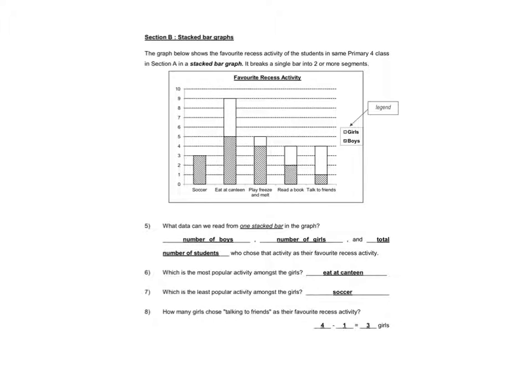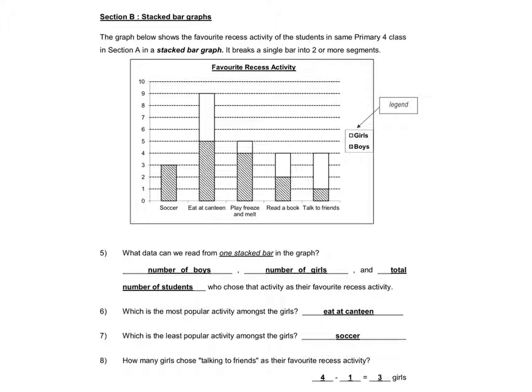Okay, so let's take a look at this stack bar graph. A stack bar graph is just stacking up the information. In this case it's actually breaking up the data. Just now we saw the total number of students, but now we break them up further, dividing not only by activity but also by how many boys and girls are in each activity. From a stack bar graph, we can get the number of boys, which is this part here, the number of girls, and the total number of students from here. So this one is 3 boys, 0 girls, and the total is 3.